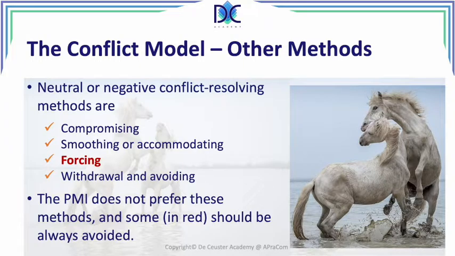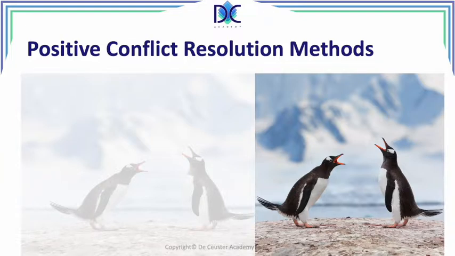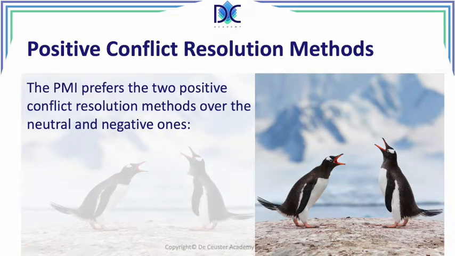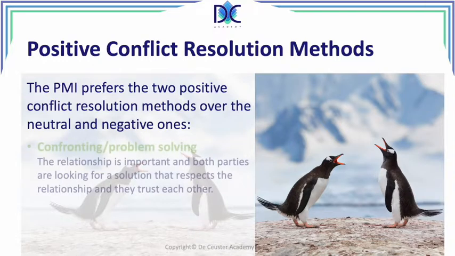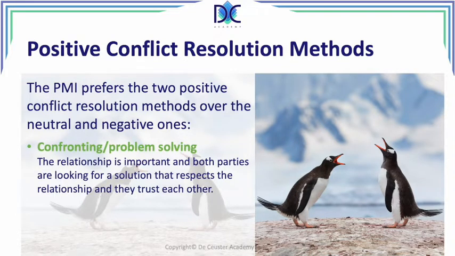But let's have a look at the positive conflict resolution methods and learn a little bit more about them. When we look at the positive conflict resolution methods, the PMI prefers two methods. First of all, we have the confronting and problem solving method. We apply this when the relationship is important. Both parties are looking for a solution that respects the relationship and the people trust each other. It's very important to see we want to go on with each other, so we have to find a solution here. We have to confront the problem. We have to resolve the problem.